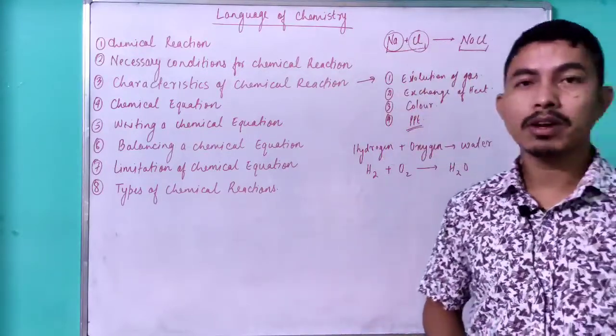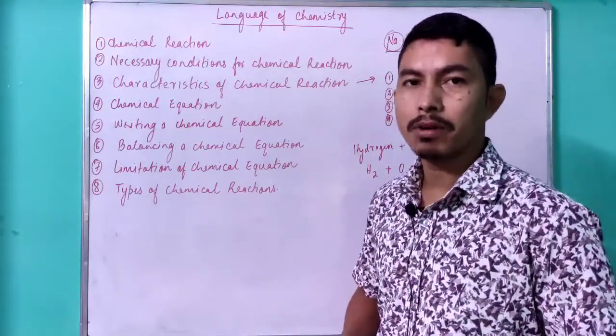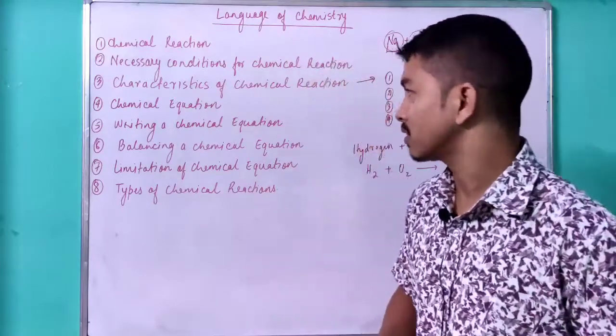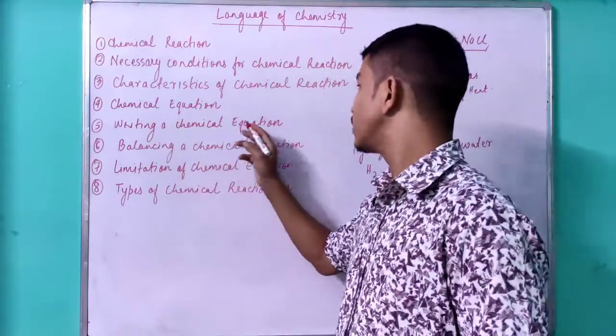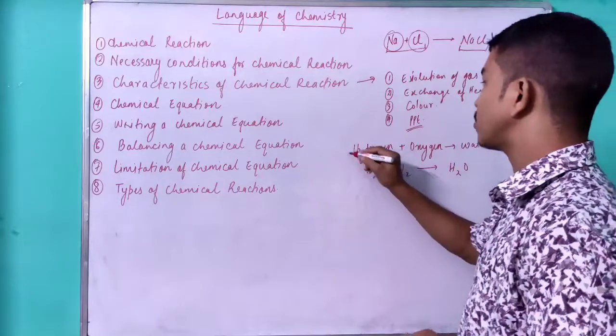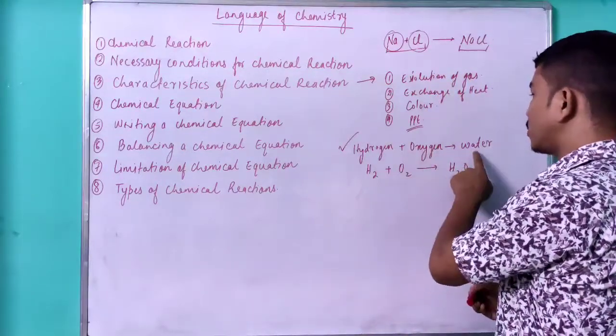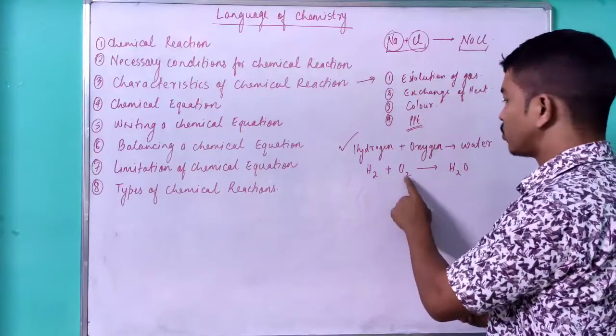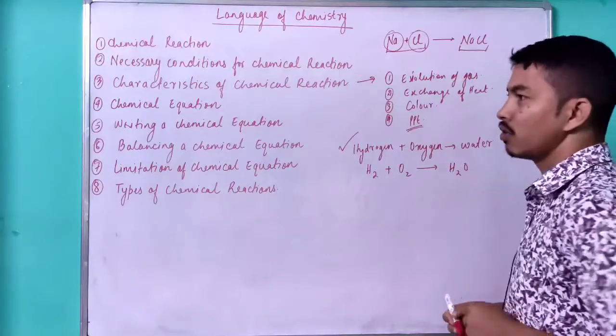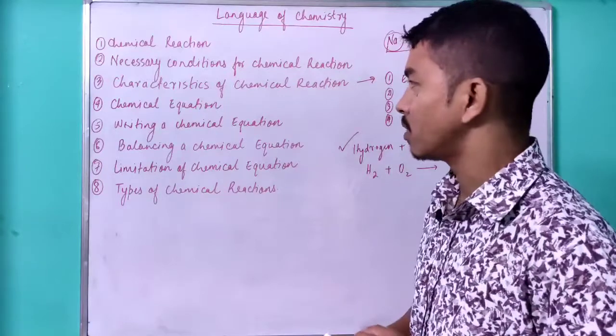Okay, so the chemical equation is the symbolic representation of a chemical reaction. Now writing the chemical equation is very simple. For example, hydrogen reacts with oxygen to produce water. So when we write H2 plus O2, it gives H2O. That is how we write a chemical equation.